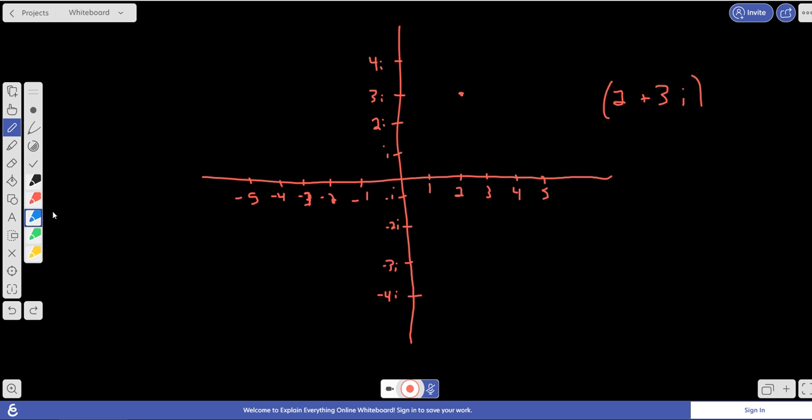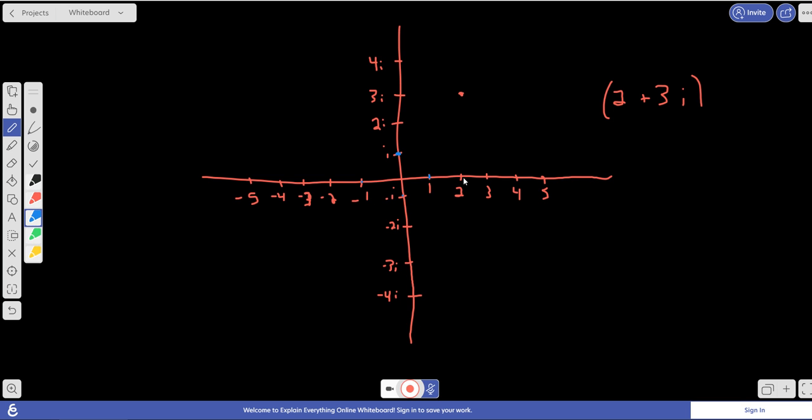Some other things to review here is timesing by i. Let's say we start at 1. Timesing by i will rotate you 90 degrees around the origin. Timesing that by i again will get you -1. Timesing that by i again gets you -i. And then you times it by i and you're back to 1. Moves you in a circle.